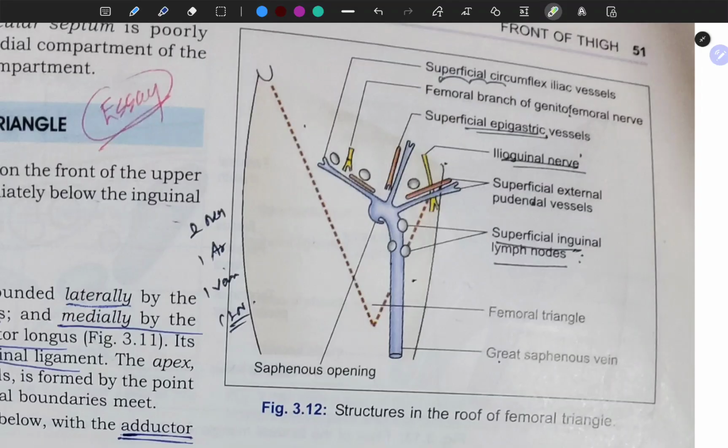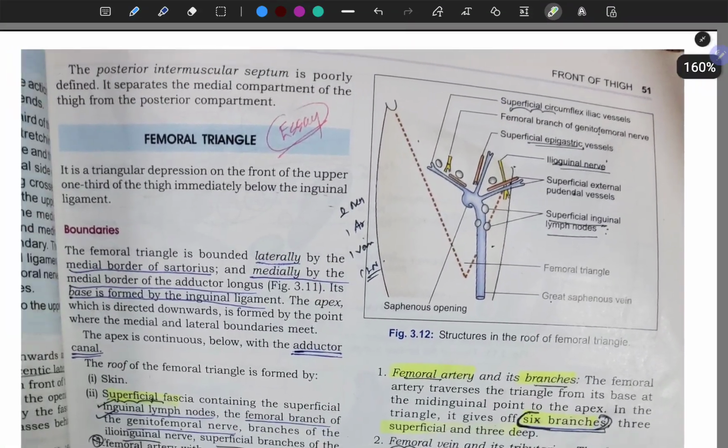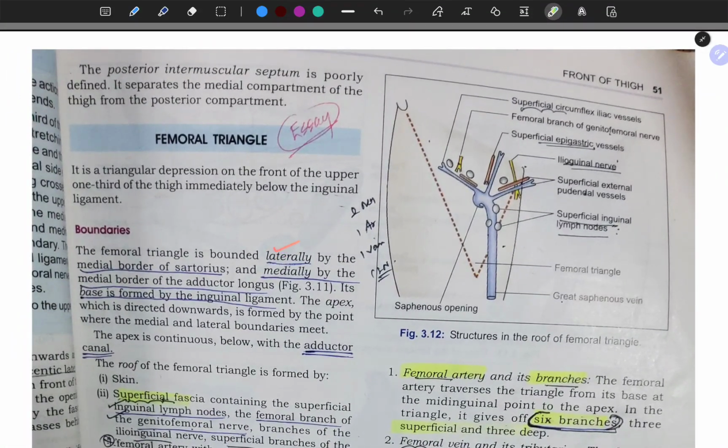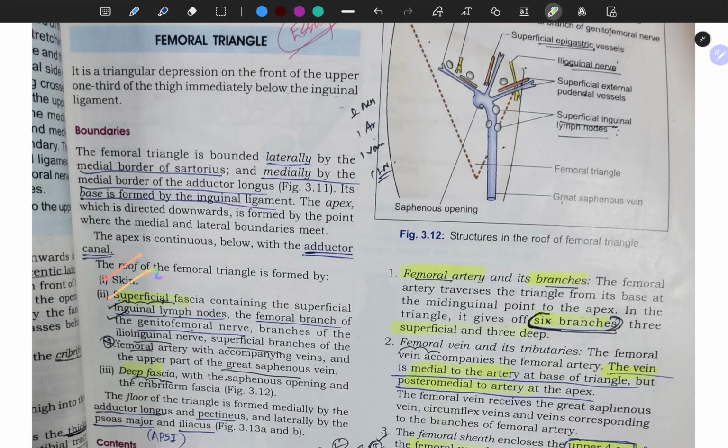Sometimes they may ask you about the femoral triangle. The femoral triangle is bounded laterally by the medial border of the sartorius muscle, and medially by the medial border of adductor longus, and the base is formed by the inguinal ligament. The roof is formed by skin, superficial fascia, and deep fascia, and the deep fascia has the saphenous opening and cribriform fascia.